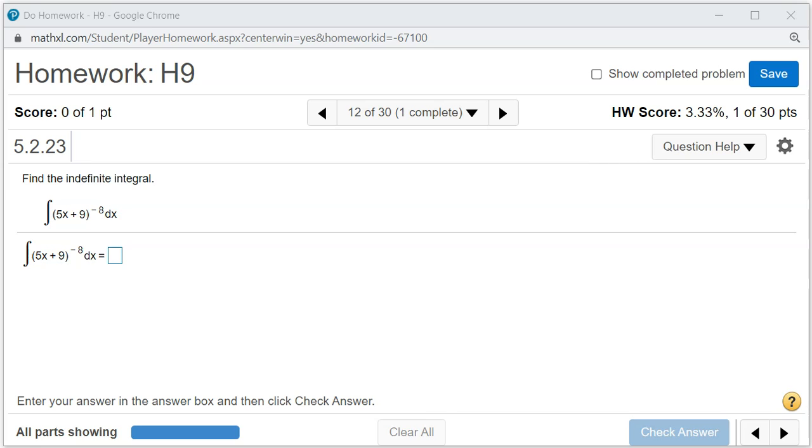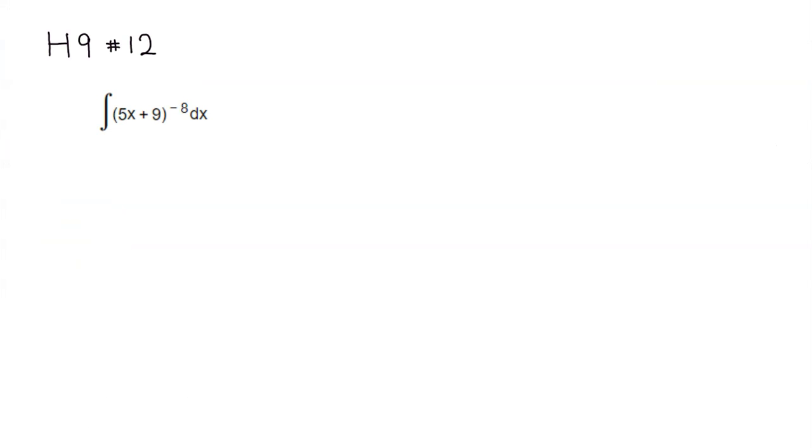All right, let's look at homework 9, problem number 12. Let's evaluate this indefinite integral. We can use the general power rule, but I'm going to use substitution on this one.